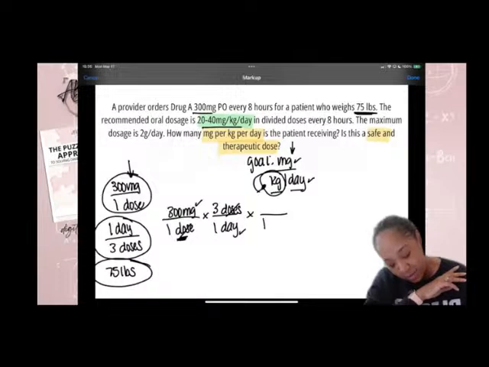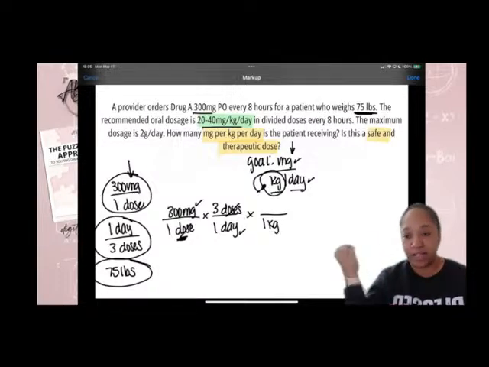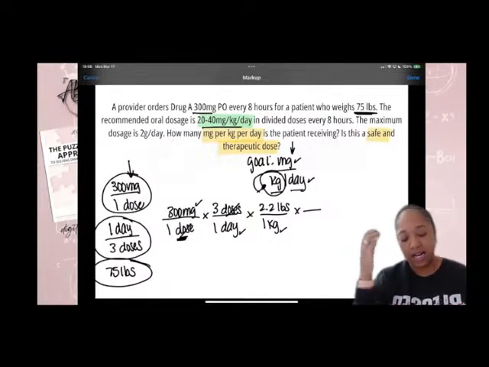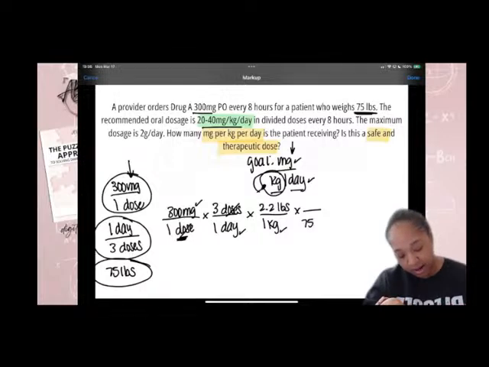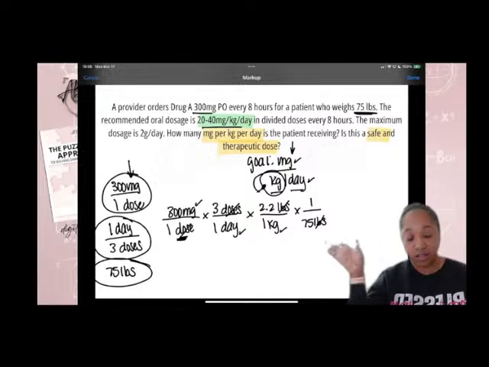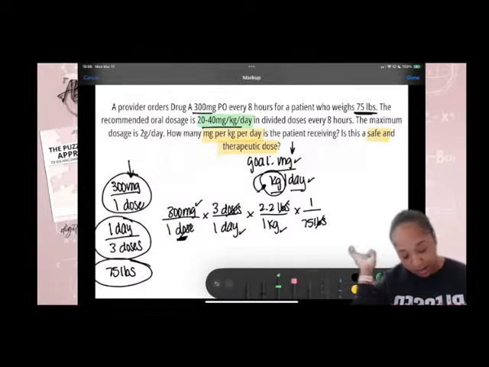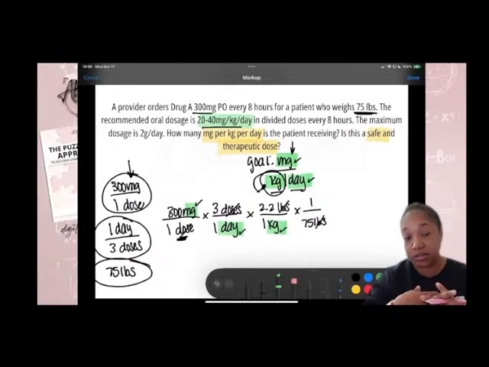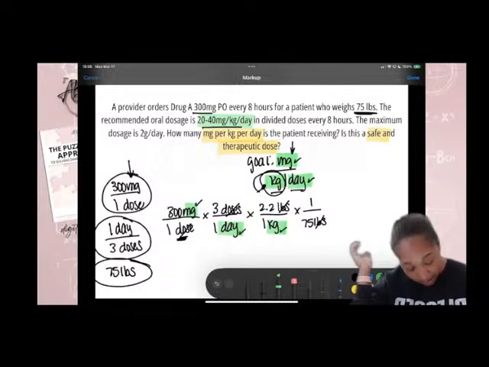So I need kilograms at the bottom, but my patient's weight is in pounds. So I know that 1 kg is 2.2 pounds, right? So now I've got my kilograms at the bottom, and I'm going to put my pounds right here at the bottom to cancel out with my pounds at the top. Now everything is gone except for my goal, which is milligrams at the top, kg at the bottom, and day at the bottom. So you see it's just putting together a puzzle piece, okay? Now I can do the math.